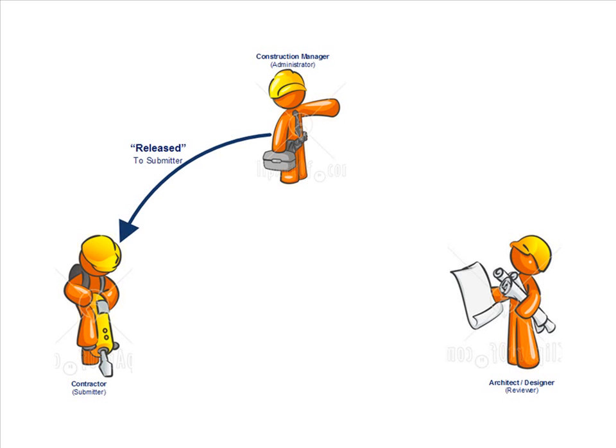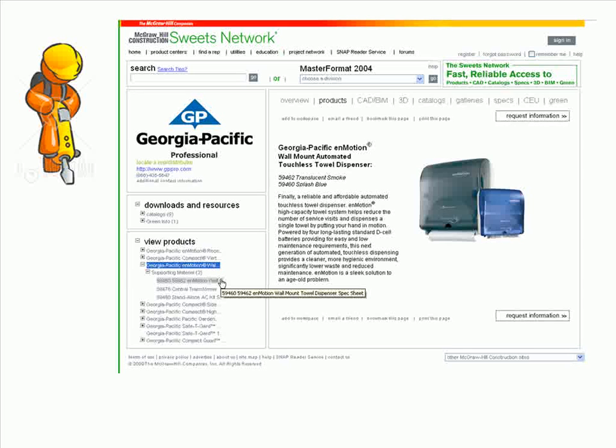Now once they've identified the different documents that have to be submitted, their next task is to really go locate the information that has to be submitted. And here's where our partnership with McGraw-Hill Construction and the Suites Network really starts to shine. As you can see here, if we're supporting or submitting a document from Georgia Pacific, we can go to the website, search for the information, and find the submittal item documents right in the Suites network.